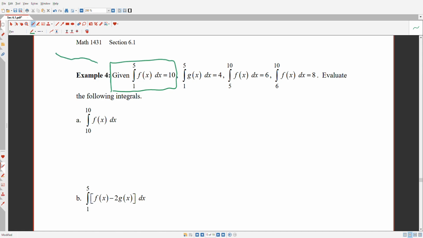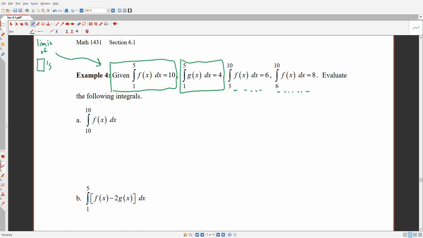This right here, how did they get this? They presumably took a limit of rectangle area, and they said, okay, don't worry about that. We're going to hide all that work from you. Just use the fact that this actual signed area is 10. And similarly, they tell us from 1 to 5 for g of x that its signed area is 4. And they tell us all this information.